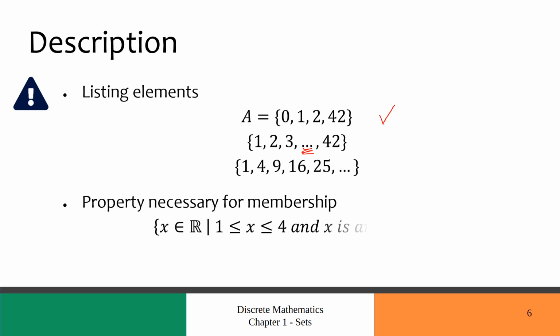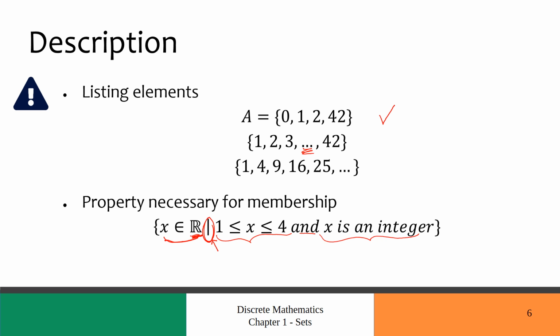Let's take an example. Here, our starting set is R for real numbers. You read this part as every X in R so that X is in between 1 and 4 and X is an integer. The vertical bar here means so that. Note that we could write this set 1, 2, 3, 4. It is equivalent. Using a property necessary for membership is also called using a set builder.